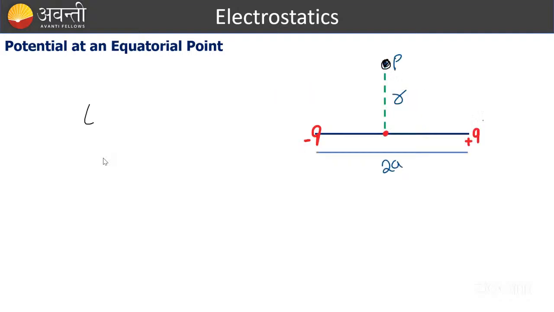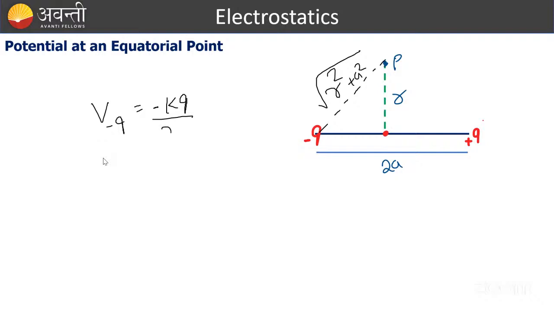So potential because of negative, sorry, not electric field, what will be potential because of negative charge? Kq minus kq, because potential because of negative charge is negative. And this distance is how much? Root of R square plus A square. So this is R square plus A square.